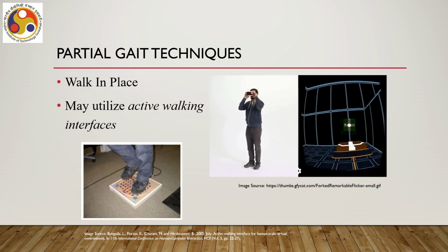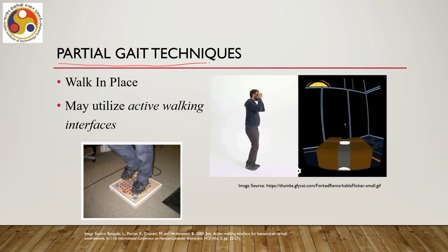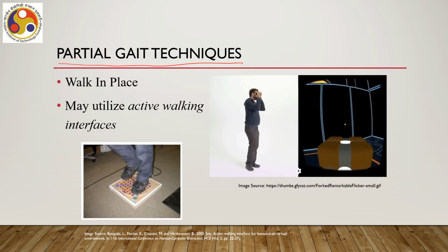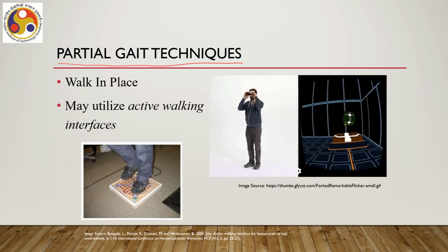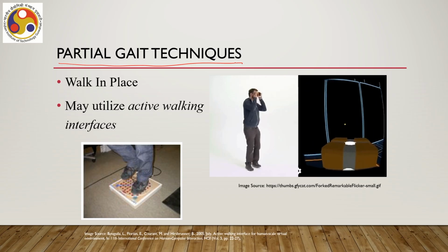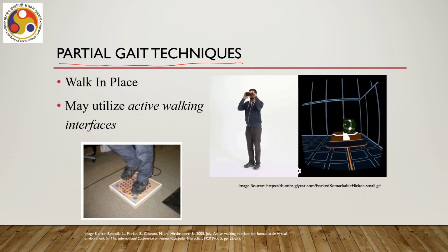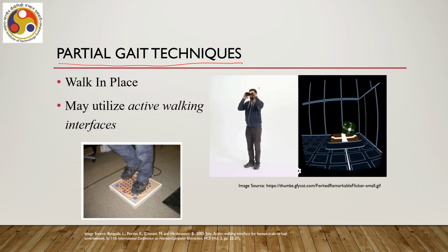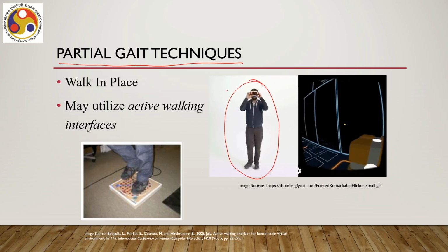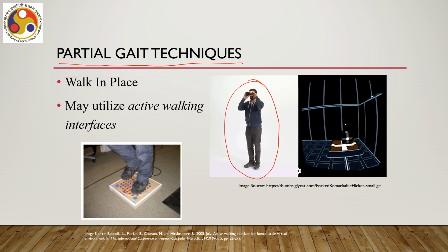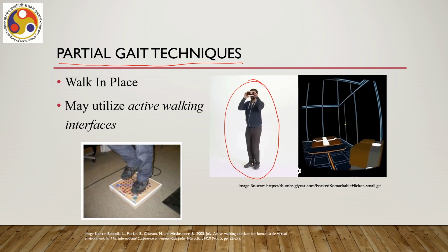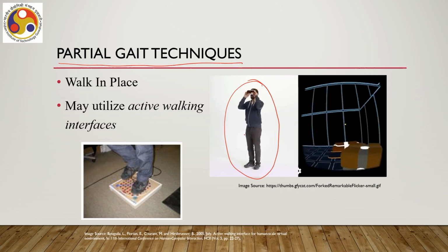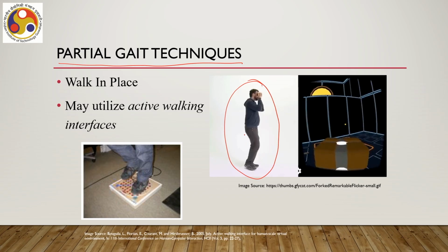Then comes the second technique, that is partial gait technique. Unlike the previous one, full gait technique, here partial gait refers to the fact that the user walks, but walks in place. That means the user does not actually change position, as shown in this figure here. As you can see in this animated figure, the user is walking, but in a single place. It is not actually moving forward, backward, left, right. That is partial gait technique.